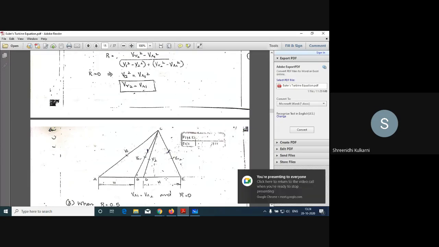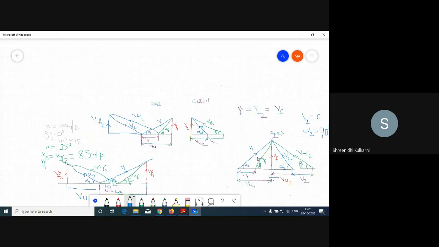Okay, I'll come back here. So, sir, how can we write the velocity triangle? You don't bother about the velocity triangle. So what is the condition? The condition is, when R is equals to 0, the relative velocity VR1 is equals to VR2. So at that time, beta 1 is equals to beta 2.